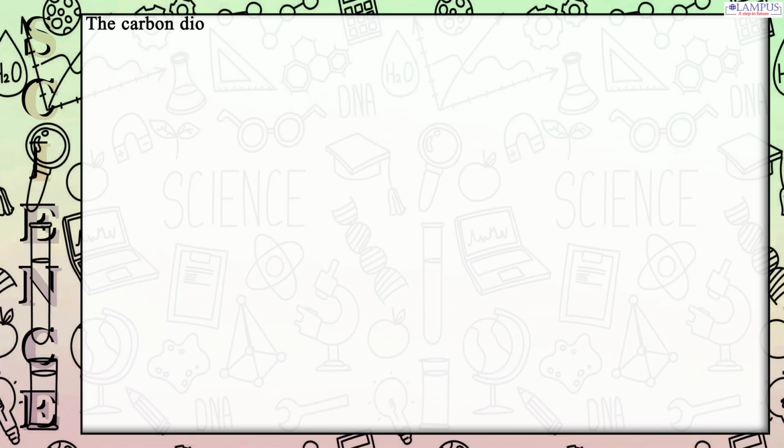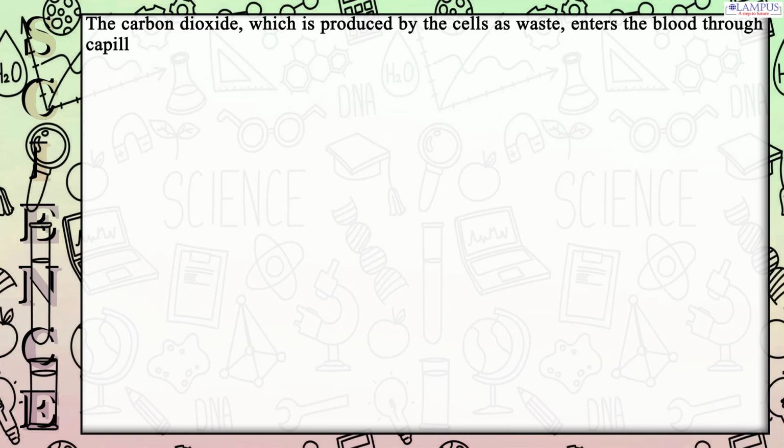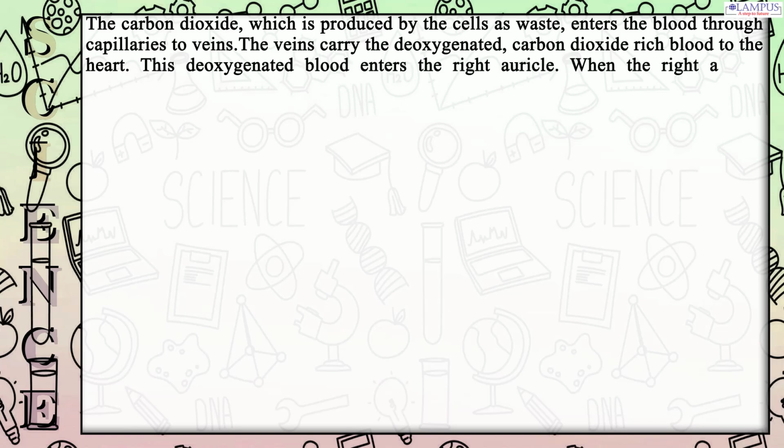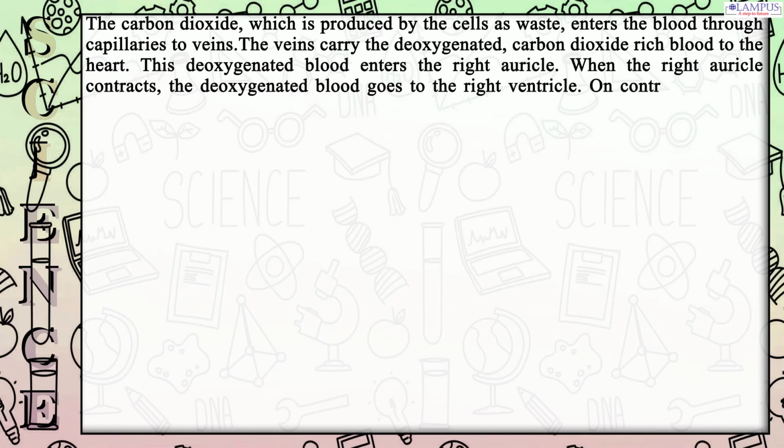The carbon dioxide, which is produced by the cells as waste, enters the blood through capillaries to veins. The veins carry the deoxygenated, carbon dioxide-rich blood to the heart. This deoxygenated blood enters the right auricle. When the right auricle contracts, the deoxygenated blood goes to the right ventricle.